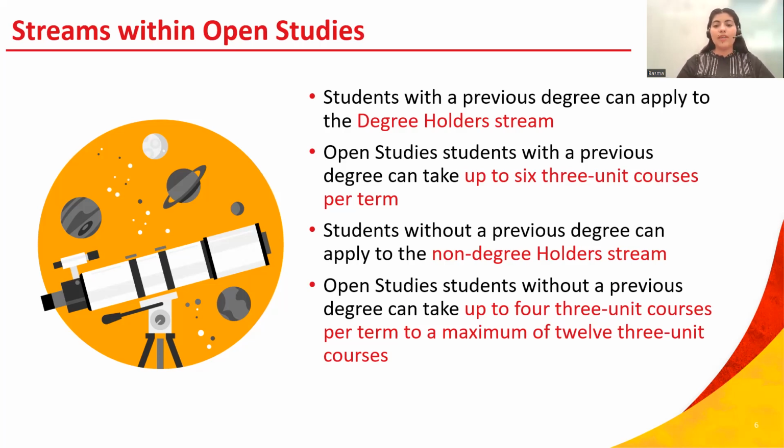The other stream that we have is the non-degree holder stream. So this is what I was just talking about. If you're a recent graduate from high school and you want to be enrolled in Open Studies, this is the stream that you would be applying for. For this particular stream, you do not need to have a previous degree. And if you are enrolled in the non-degree holders stream, you can take up to 4 3-unit courses per term to a maximum of 12 3-unit courses. Again, this is different for fall and winter versus spring and summer.